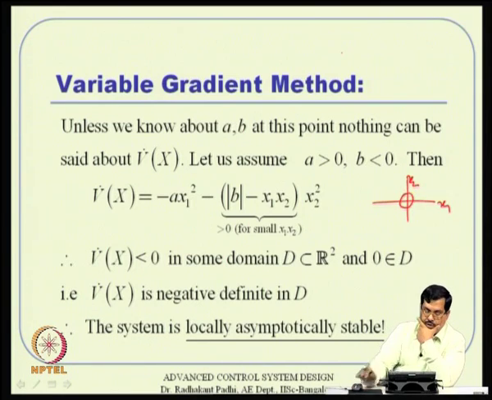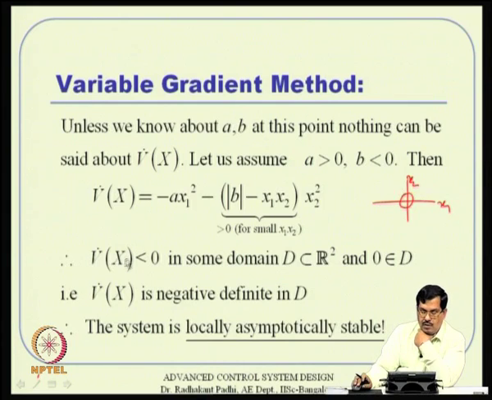Okay. So, obviously this expression that you see in parenthesis is a positive value actually, and once A is positive, negative of A is negative, and this is also positive, that means negative of that is negative. So, obviously, V dot is negative definite actually.